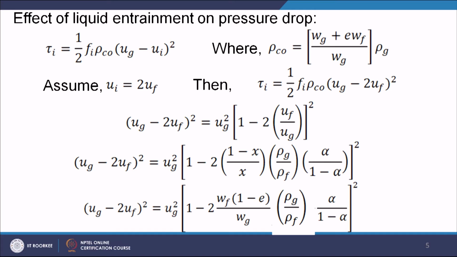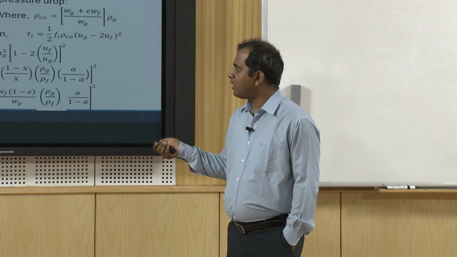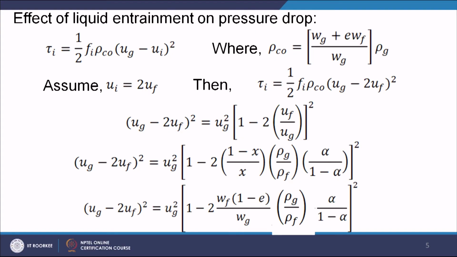So, because the Wf into E portion is always with the core, that is why we are writing Wf into 1 minus E, okay. And obviously, Wg will be remaining the same. So, here we find out that (Ug minus 2 Uf) whole square becomes this full expression.